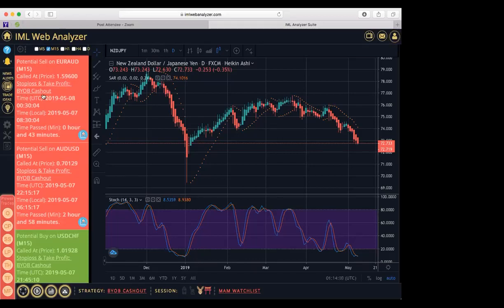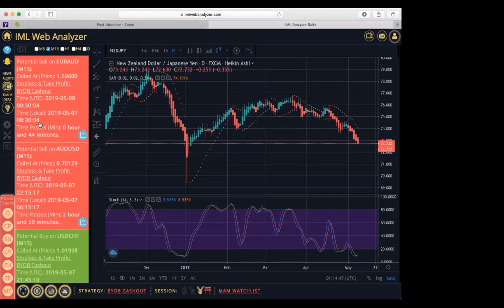It's going to tell you the strategy. You see it says BYOB cash out. So it's going to give you the strategy that you are selecting. It's going to tell you the time that it was called on the UTC and the local time. UTC time you need because that's what's across the bottom. But the local time is just letting me know what time I'm dealing with, so I can relate it. So I know right now it's about 9:15. However, this was called at 8:30.